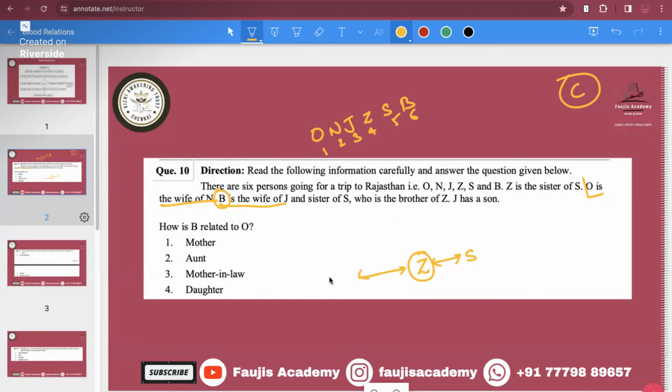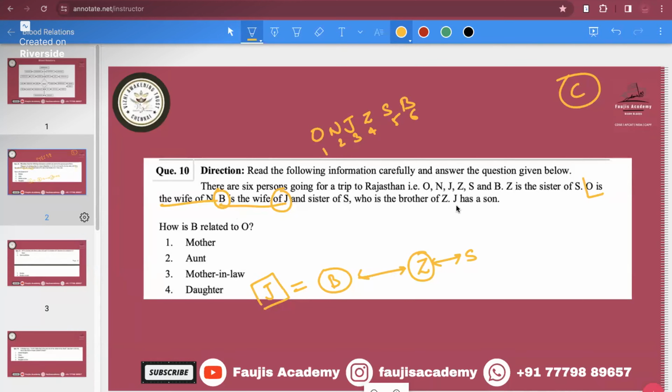So let's represent it this way. B is the wife of J, we are holding that on, and B is the sister of S. S is the brother of Z and B, and B is the wife of J. So for wife and husband, let's represent it with an equal sign. Now write J. J is a male, and B is the wife of J, which means J is the husband, right?